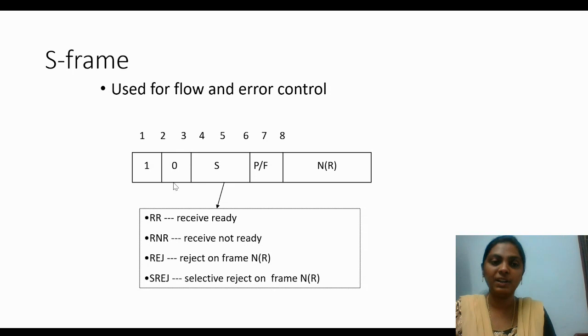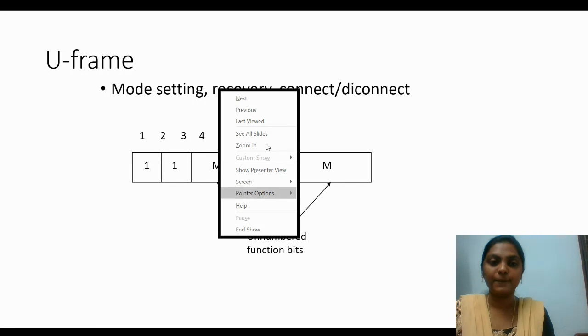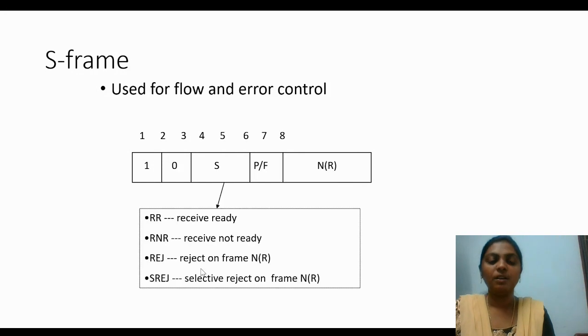Then the S frame. Yes, it helps in the flow and error control strategies. It has four particular commands: the RR, which is receive ready, RNR, the receive not ready, reject, and selective reject. These are the four supervisory bit options available.